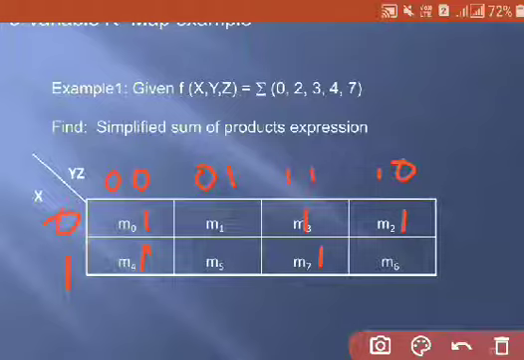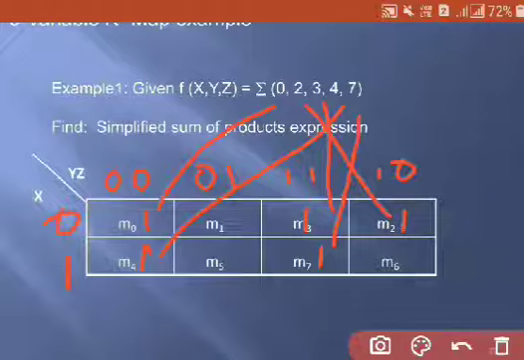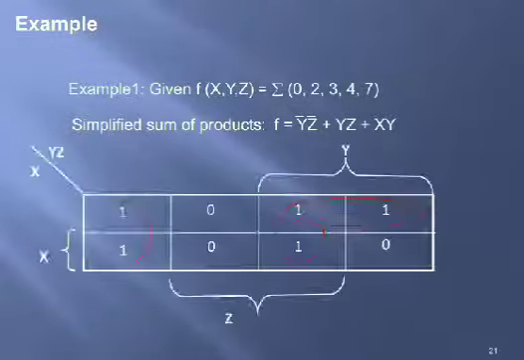0 corresponds to this, 2 corresponds to this, 3, 4 and 7 correspond to these. All these ones are placed in the corresponding cells with the help of minterms. You can simplify this as follows. All these are the ones placed in accordance with the minterms given in the function, summation of m0, m2, m3, m4, m7. All those minterms will be equal to 1, and the remaining minterms are by default equal to 0.